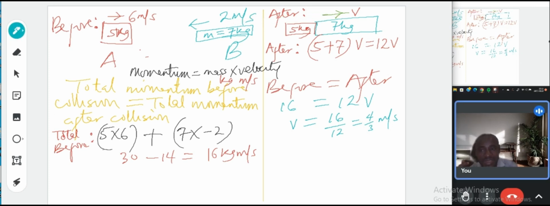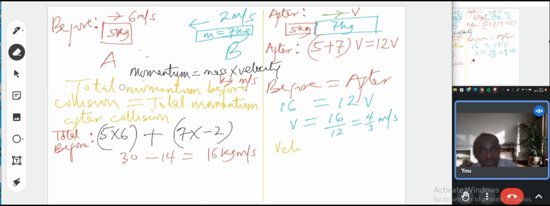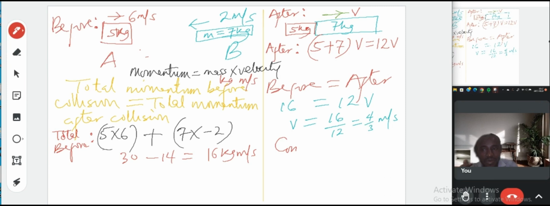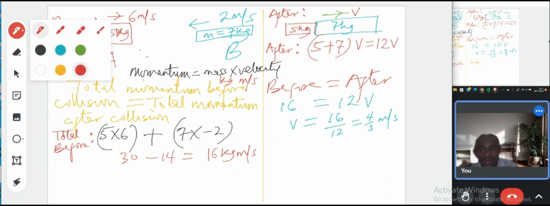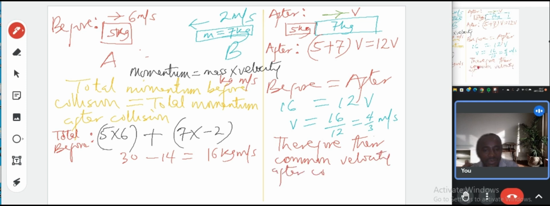So you can actually say, because velocity is a vector quantity, the velocity is that common velocity with which they will move now. Therefore, common velocity after collision. Let me just summarize with that. Therefore, their common velocity after collision is equal to 4 over 3, which is 1.333, isn't it?